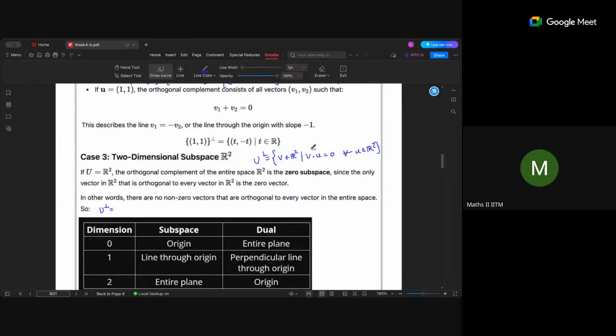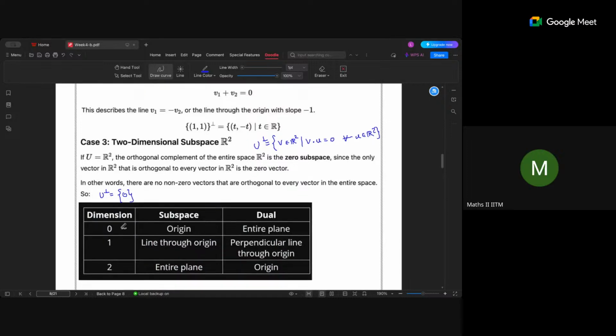It is just the zero vector. Only the zero vector can satisfy the property that the dot product with it is 0 for any U in R2. So here it is just the singleton 0. What are the scenarios we have seen? In the zero dimension case, the subspace is the origin, and the dual was the entire plane. When the dimension is 1, a straight line through the origin, the dual is a perpendicular line through the origin. And when the dimension is 2, the entire R2, the dual is again the origin.